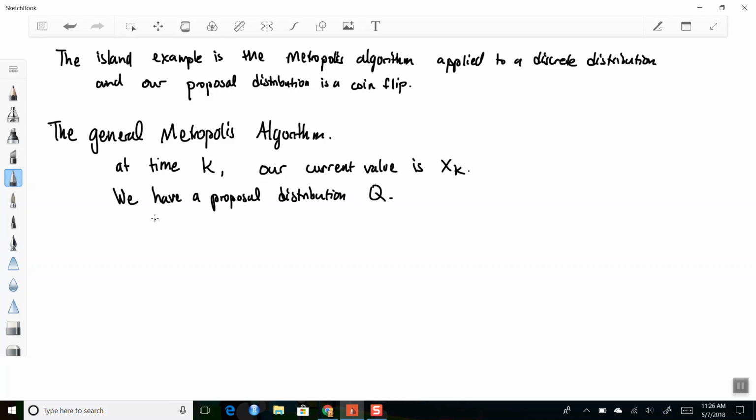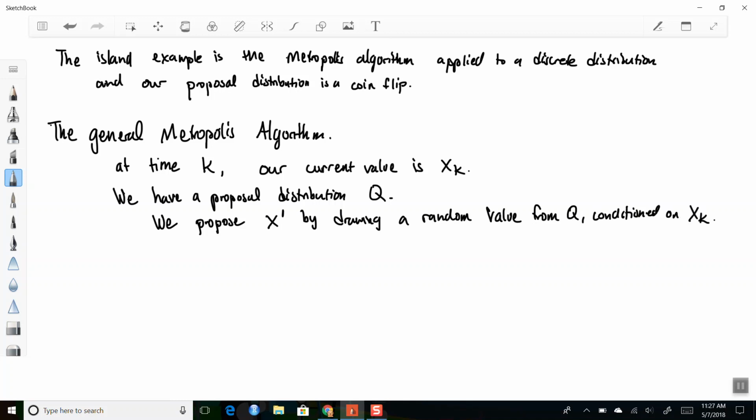Okay, and what we will do is we propose x prime by drawing a random value from Q conditioned on x sub k. So basically we have x prime coming from Q given x sub k. Right? So we propose some value x prime by drawing a random value from a proposal distribution Q conditioned at our current value.